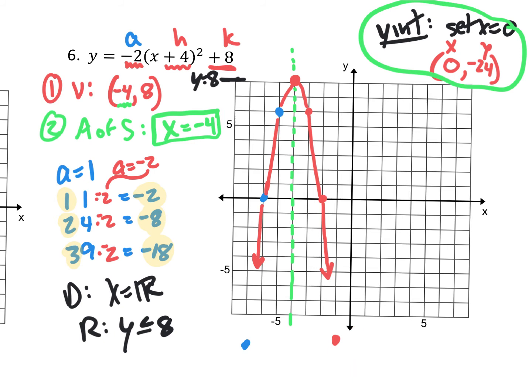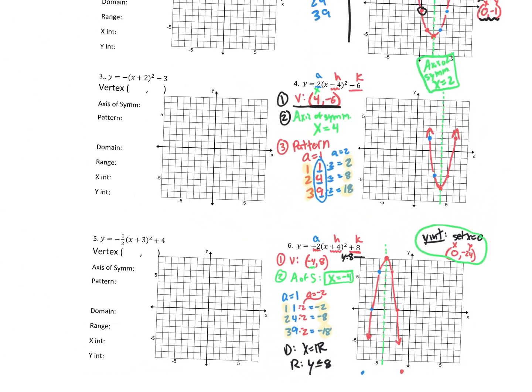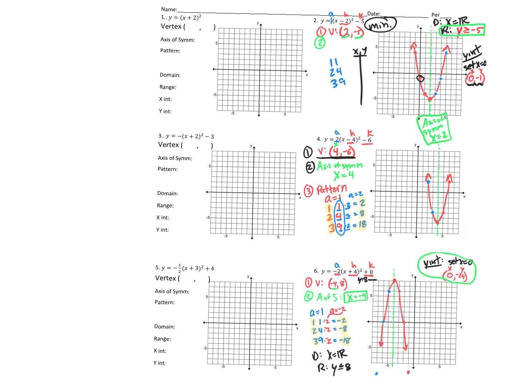0, -24 is way off the graph. It will cross way at that location, 0, -24. And that's about it, guys. I've already made a previous video explaining the odd ones. So there are no excuses. You guys should be able to complete this whole worksheet.